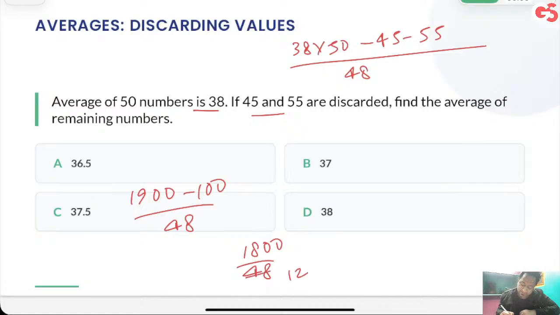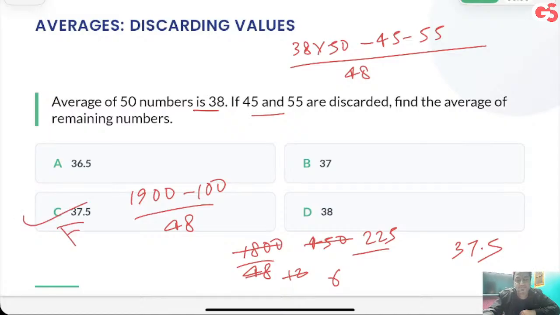4 से कर सकते हैं. 4 12 are 48, 4 4 are 16. 450 आ गया. और कट सकता है क्या? 2 6s are 12, 225. 225 by 6. 6 3s are 18. 6 7s are 42. 37.5 is the answer. Is that clear? All of you? Yeah, perfect. Now, the next one.